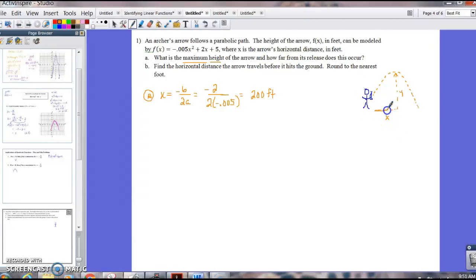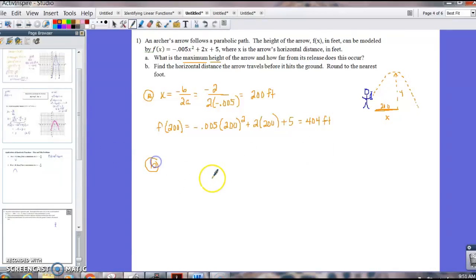So that x value, so this distance here is 200 feet, but now I have to find that maximum height. So now I'm going to find f of 200. Basically, I'm plugging 200 back into my original equation. So negative 0.005 times 200 squared plus 2 times 200 plus 5. And if you do that out, you end up with 404 feet. Okay? 404 feet. So that's part A.